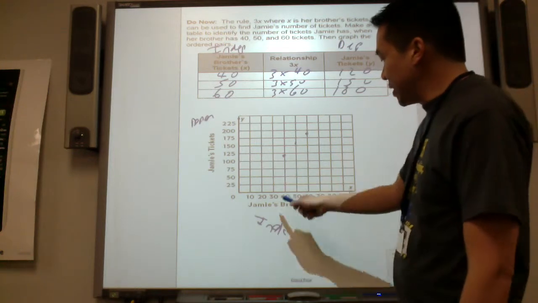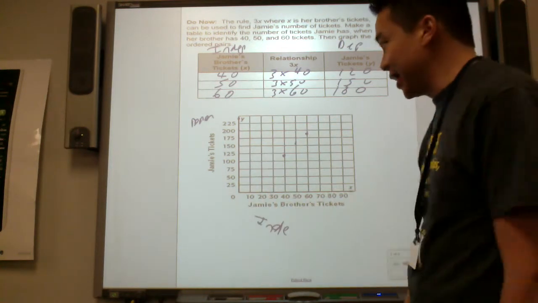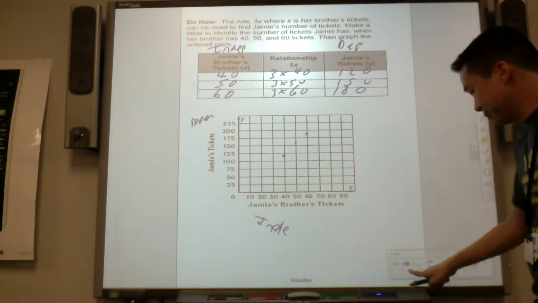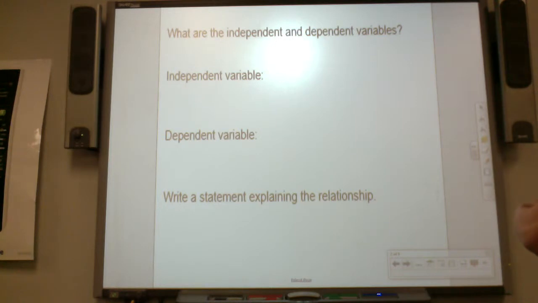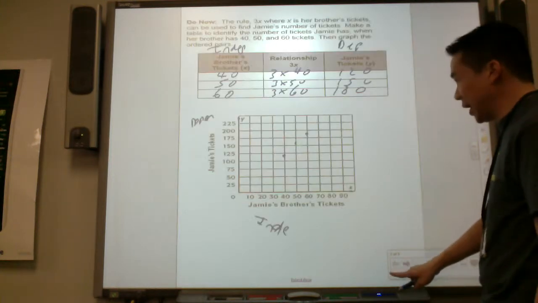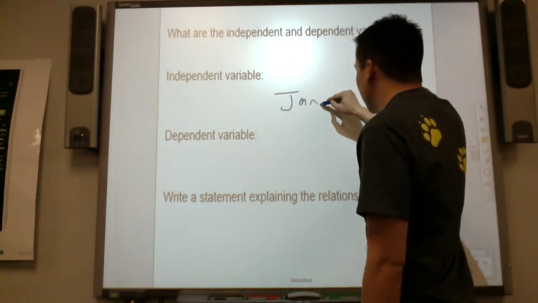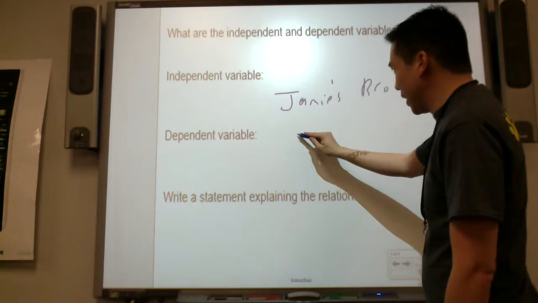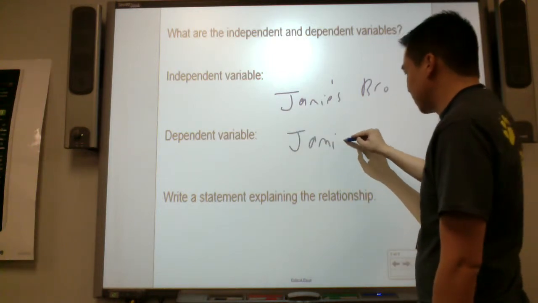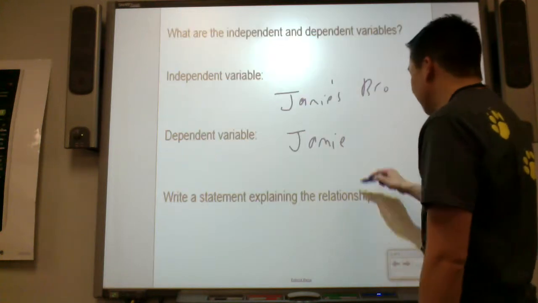As you can tell, when her brother has 40, you triple. That's the number of tickets that Jamie gets to have. So what are the independent and dependent variables? The independent is the x-axis. That's Jamie's brother. That means the dependent is Jamie herself. Yes, Jamie's gets.